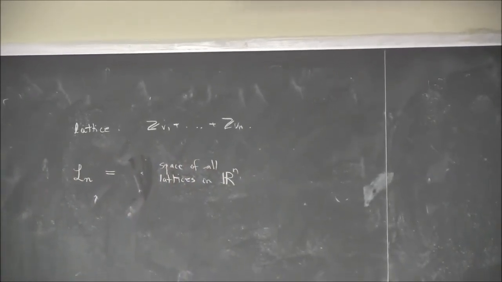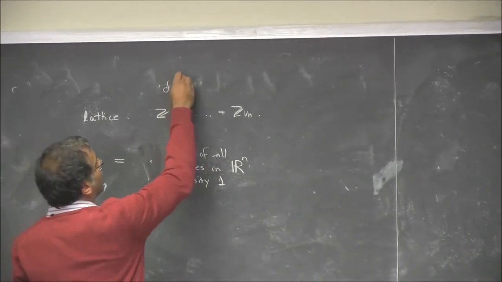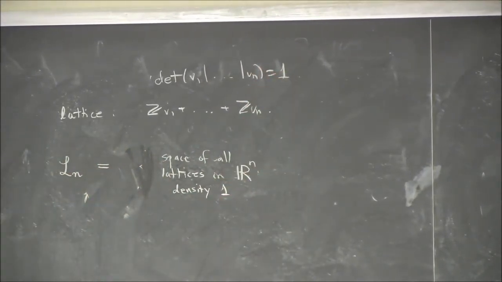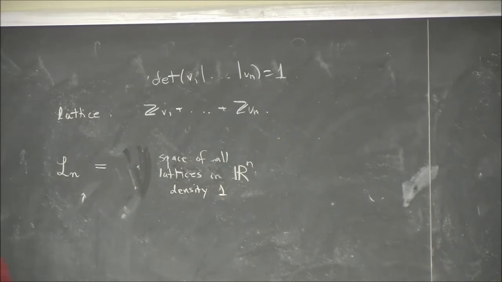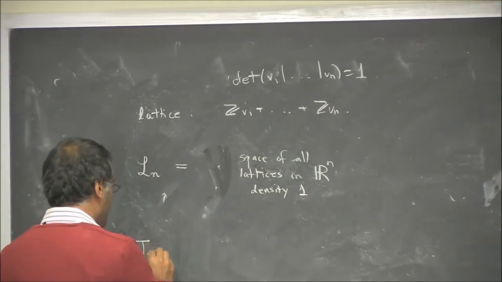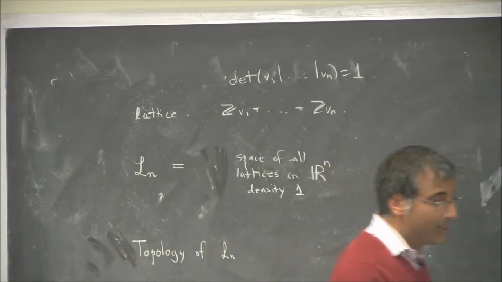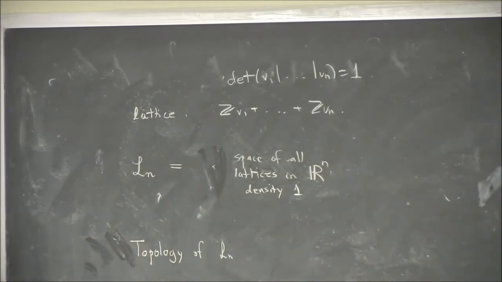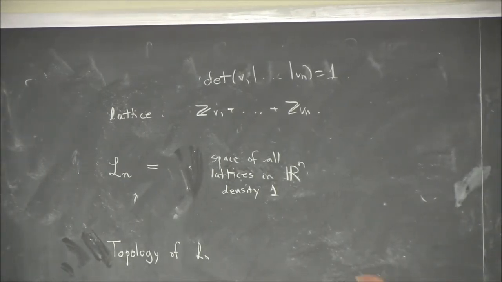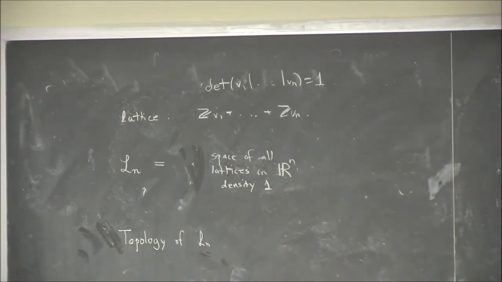As before, we're going to normalize them to have density 1. That means the determinant, if you form these vectors into a matrix, is 1. The goal of today is to talk about the topology of the space, in particular the Betti numbers. I just want to get to a point where it's clear there's something interesting here that requires some explanation, and then we'll talk about the explanation next time.